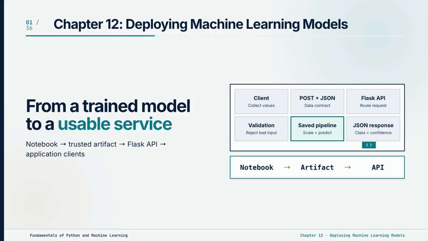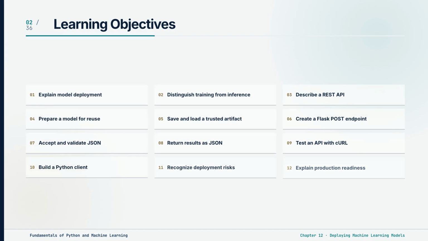receive a prediction. In this lesson, we will review a complete deployment example using a saved model, a Flask REST API, a command line test, and a simple Python client. We will also connect the individual deployment steps into one complete end-to-end workflow. By the end of this chapter, you should be able to explain what model deployment means and distinguish model training from inference. You should understand how a REST API allows different applications to communicate with a prediction model.